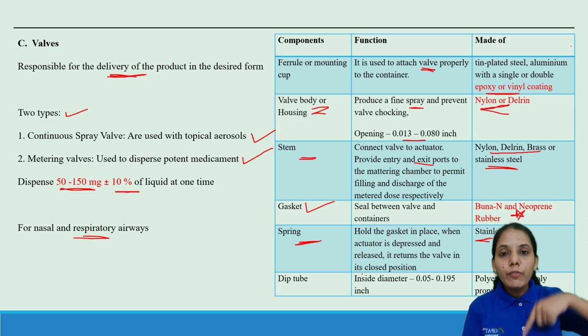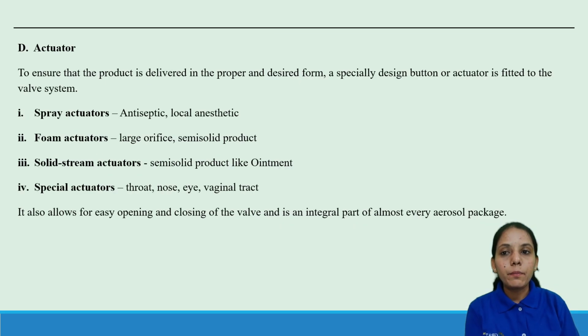Dip tube, the tube will go to the bottom. Its inside diameter ranges from 0.05 to 0.195 inches. It is made up of polyethylene or polypropylene. Remember the dip tube is made up of polyethylene or polypropylene.